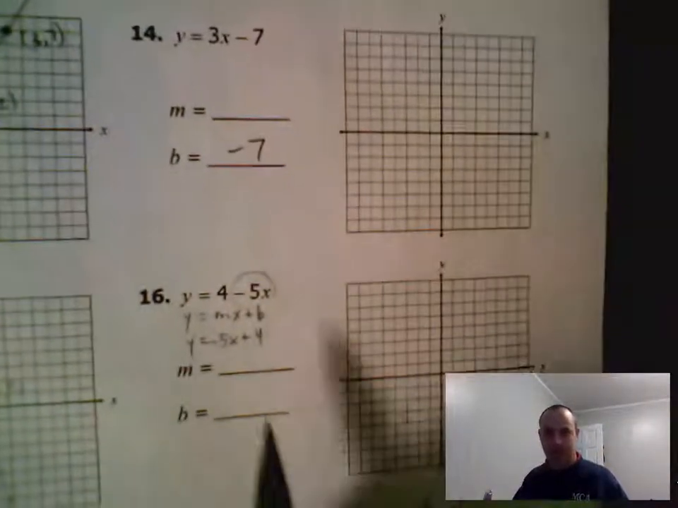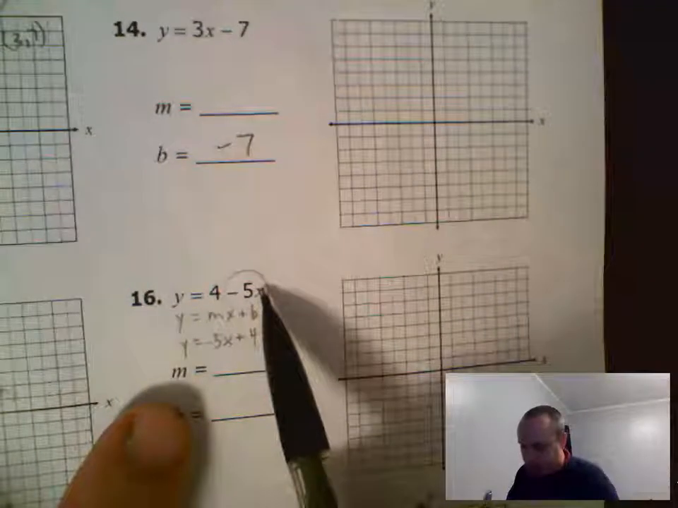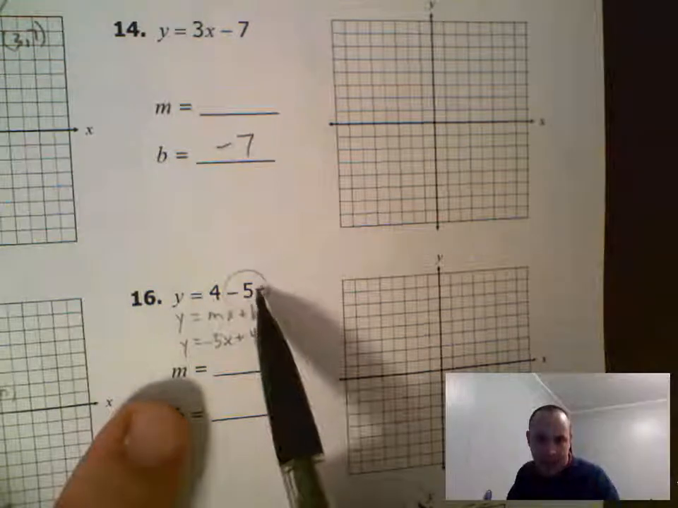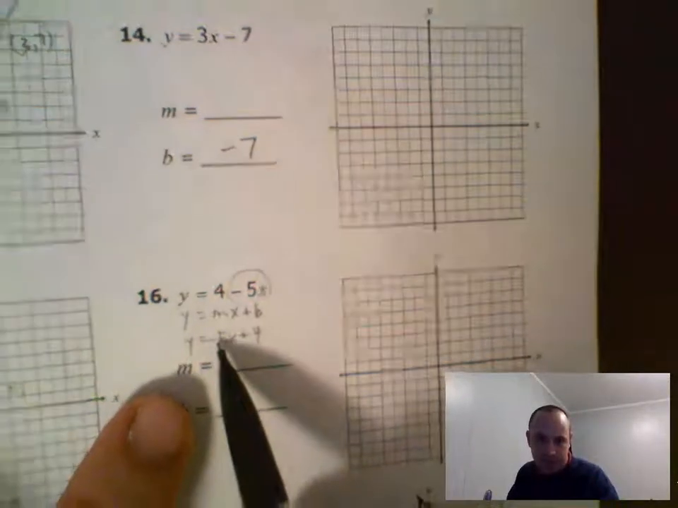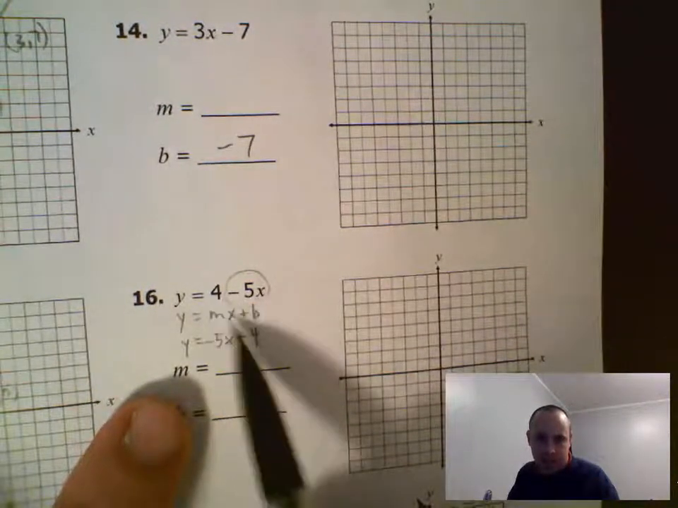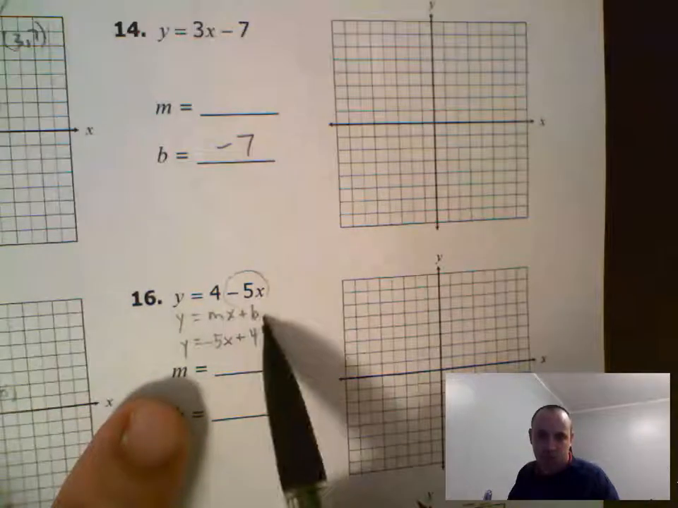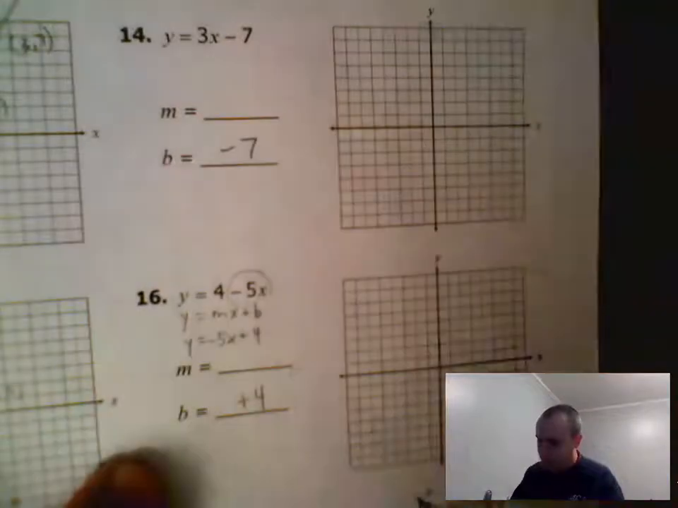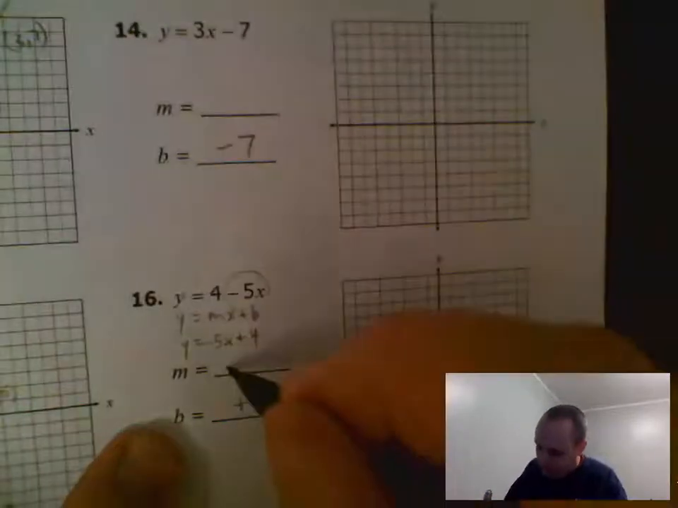This one we had to rearrange. We talked about that yesterday. So it has to be in the form y equals mx plus b. So that m had to go up in the front, the negative 5x, and this 4 had to go back here to fill this form, y equals mx plus b. So our b is plus 4. Okay. Our slope here would be the negative 5.